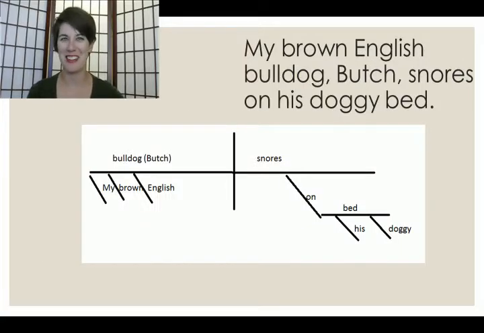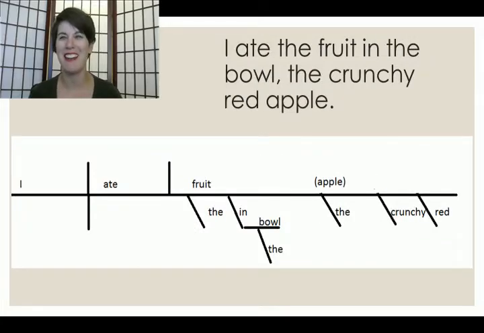Here's what they look like diagrammed. I think this is kind of cool. Bulldog, the head word, not in parentheses, and the appositive, Butch, in parentheses, right next to the noun it's renaming. Or the crunchy red apple was our second appositive. I wanted to give us lots of modifiers there. The appositive goes on the main line in parens, and any modifiers of the appositive simply go underneath it, the way that all noun modifiers go underneath their head words.